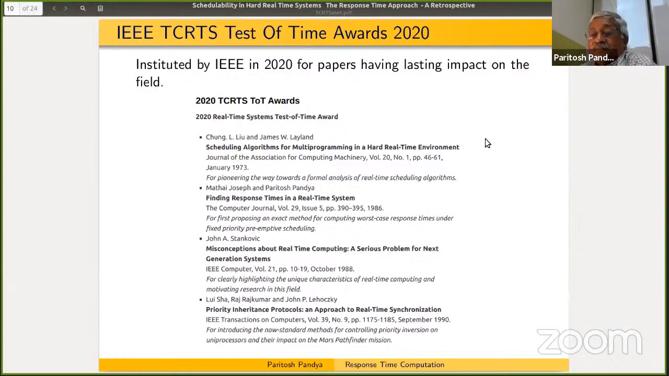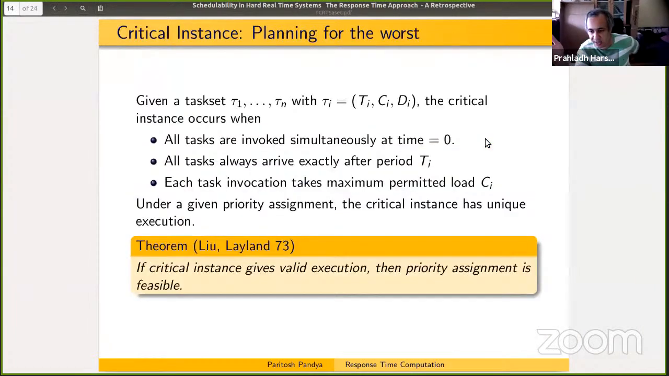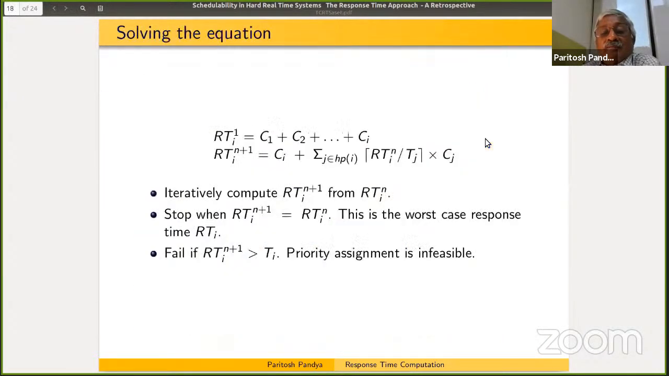Okay, interesting. So we have a question from Prahlad Arsha. Hi, Prahlad. Hi, Paritosh. Nothing very difficult. No, very nice. Congratulations again. Thank you. What I want to ask is, your paper gives this iterative procedure which either stabilizes the RTIs or detects infeasibility, right? How many iterations does one have to go before one of these happens? Pseudo-polynomial in the integer values of the tasks.